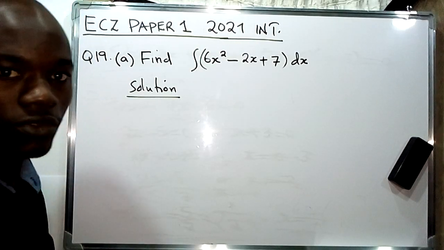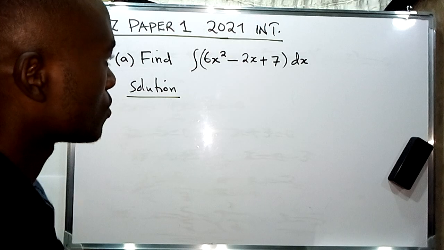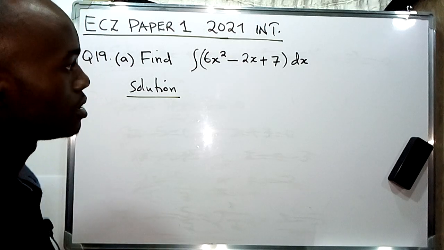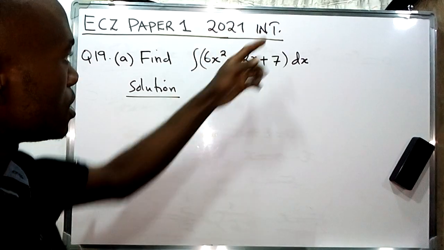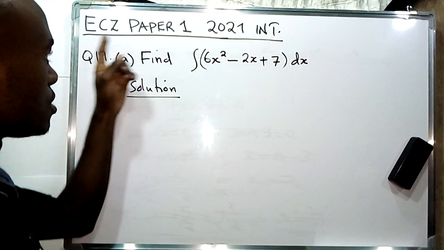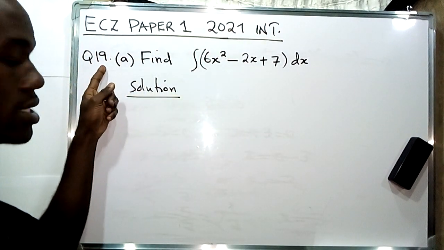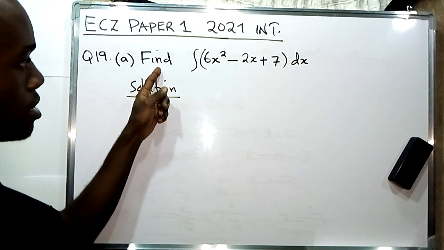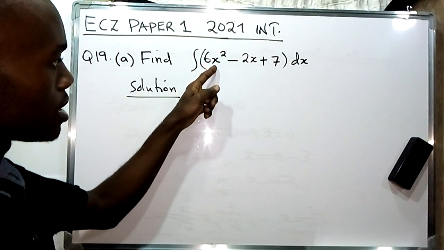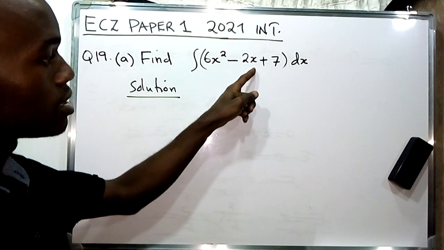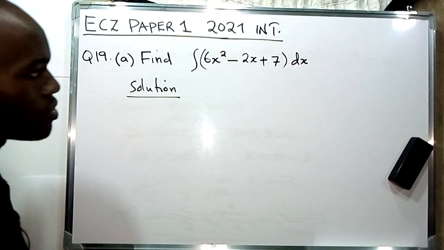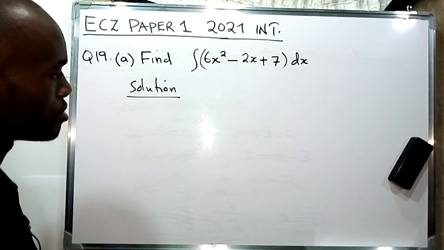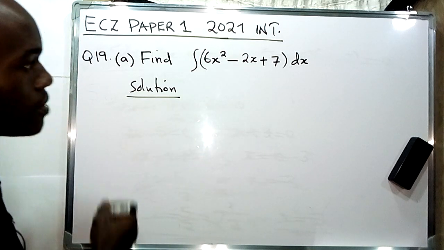Hi, in this tutorial video we are going to look at a question that came under calculus. As you can see here, we have a question that came in 2021 internal ECZ paper 1 question 19. Find the integral of 6x squared minus 2x plus 7 with respect to x. So let's see how we're going to find the integral, how we're going to integrate this.